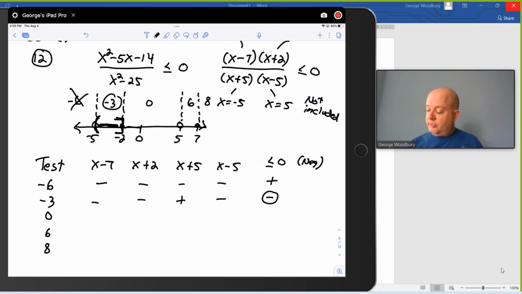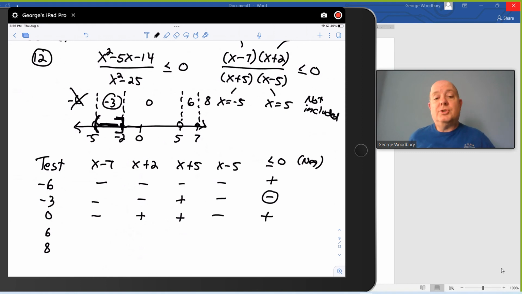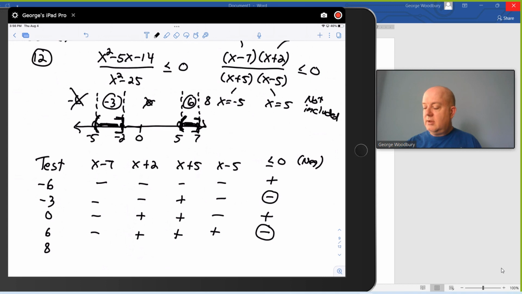Let's try 0. 0 minus 7 is negative. 0 plus 2 is positive. 0 plus 5 is positive, 0 minus 5 is negative. Two positive factors, two negative factors, the result is positive, not a solution. If we try 6, 6 minus 7 is negative, 6 plus 2, 6 plus 5, and 6 minus 5 are all positive. So one negative factor, three positives, that's a negative result. That's a solution, so 6 is included. Shade between 5 and 7. 5 gets parentheses, 7 gets a square bracket.